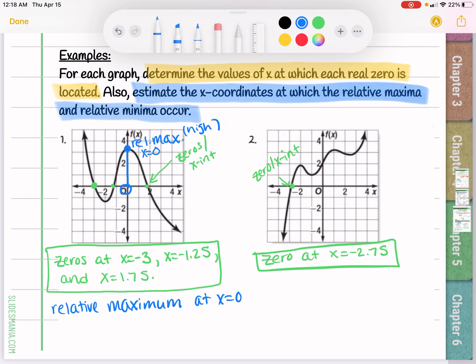Next, I'm going to locate the relative minimum. So that would be down here. And I know that because it's a low point. And that happens at x equals -2.